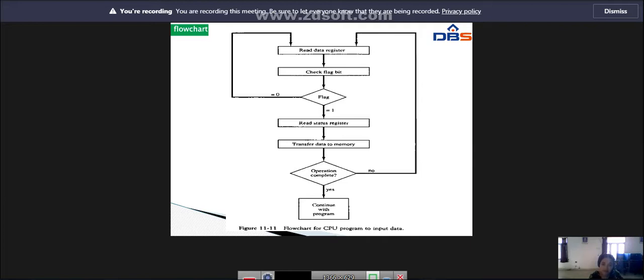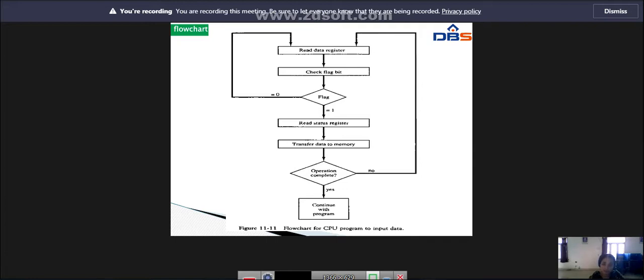After that, the CPU will read the data from the data register, and after that the flag is set to the value 0 or 1. We are providing two conditions in the flag, that is 0 or 1. If the condition is 0, then the repetition occurs again, and the same instructions will be followed.